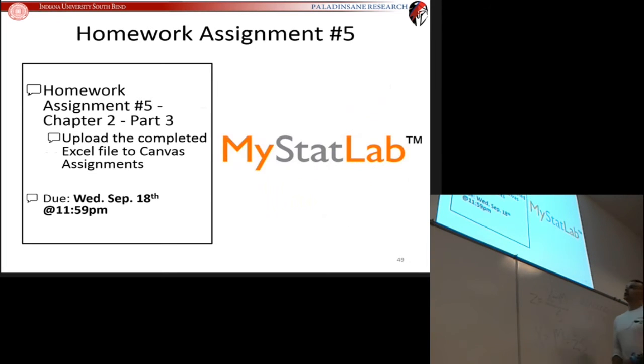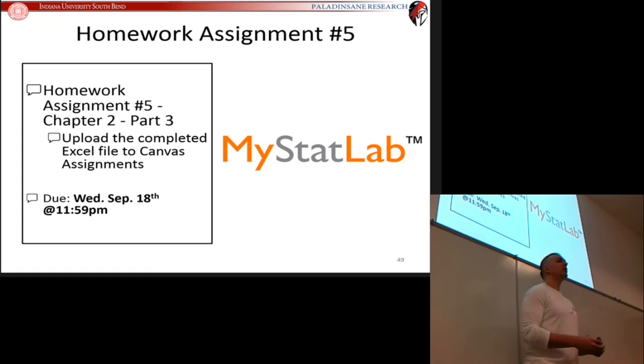And then we also have the homework assignment. So make sure that you find homework assignment number 5, chapter 2. It's in the Excel files, in the Canvas files folder. You're going to upload that to Canvas assignments. If I don't already have a place to upload that, I'll just double check after today's class. I'll make sure that you have one. Upload your completed Excel sheet, and that is due Wednesday, September 18th by midnight.